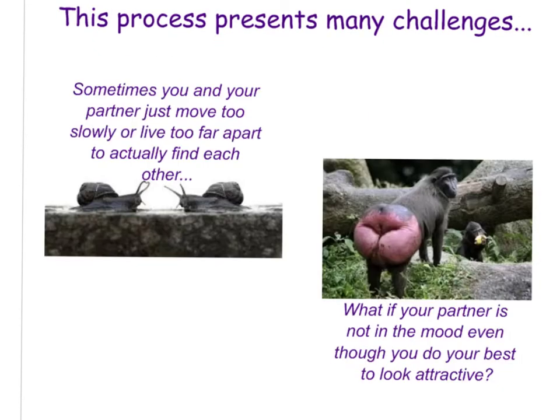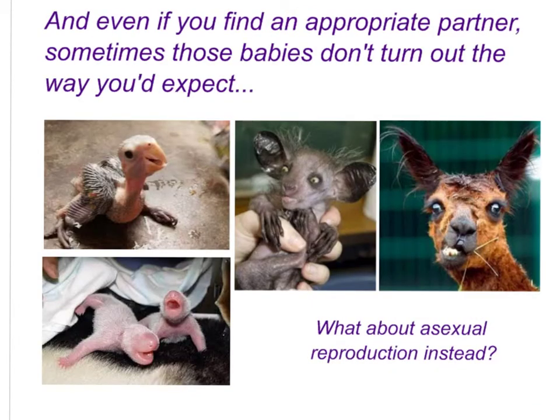More challenges to sexual reproduction. Sometimes you and your partner just move too slowly or live too far apart to actually find each other. That's a big challenge. What if your partner is not in the mood, even though you do your very best to look attractive? And even if you do find an appropriate partner, sometimes those babies just don't turn out the way you'd expect. What about asexual reproduction instead?